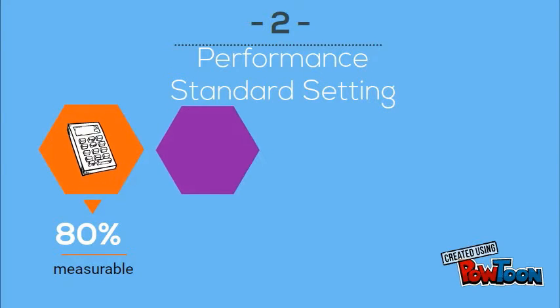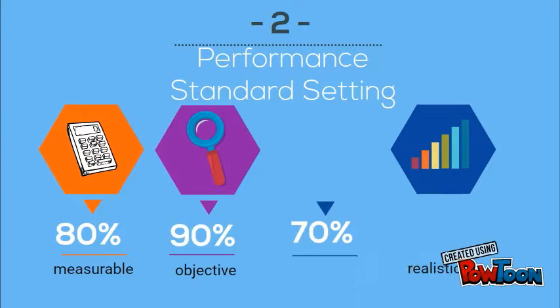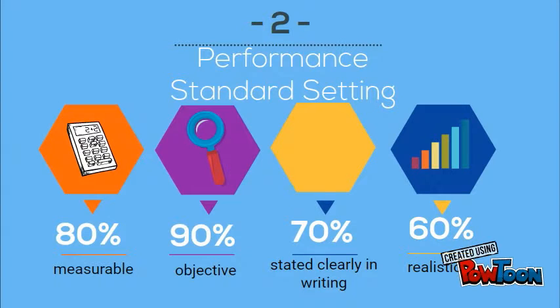Second is performance standard setting. It must be measurable, objective, realistic, and stated clearly in writing in order for the employee to comprehend what must be done.